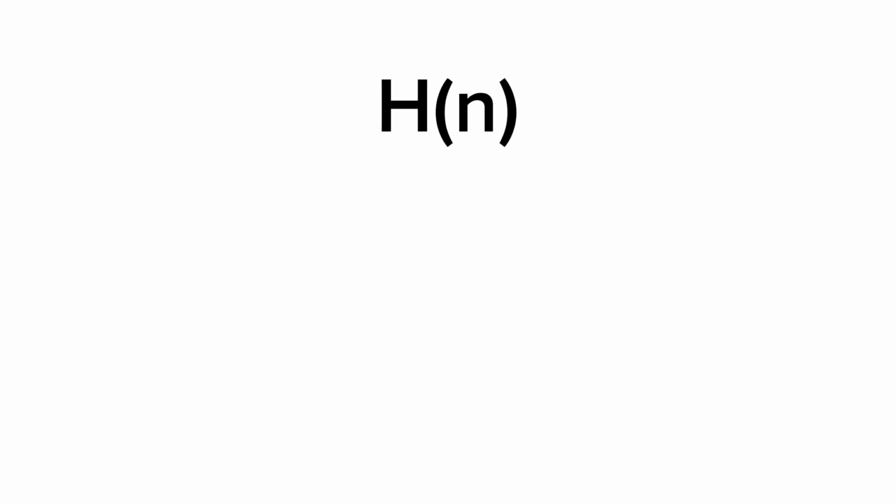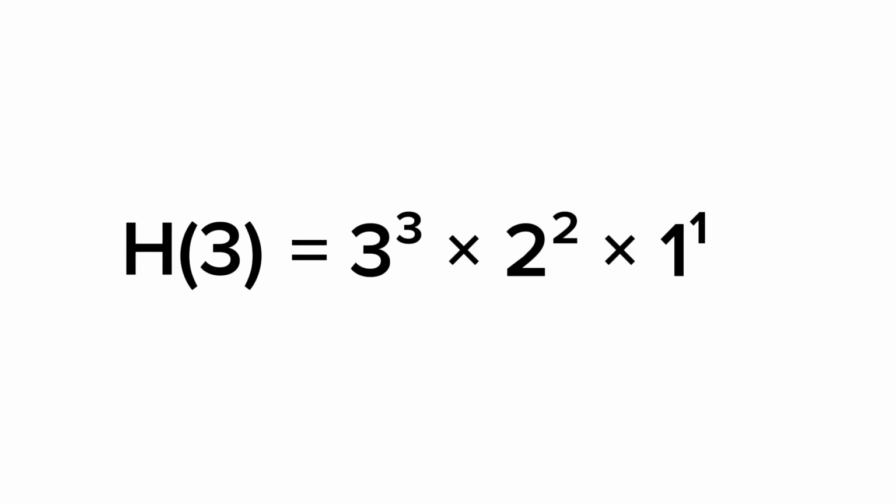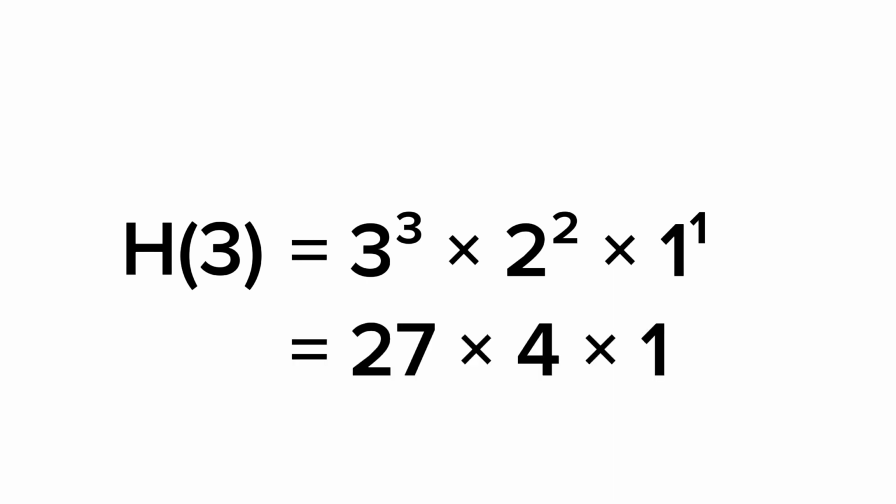Finally, n hyperfactorial. Hyperfactorial is the result of multiplying consecutive integers from 1 to n, each raised to its own power. Example, 3 hyperfactorial is 3 cubed times 2 squared times 1 to the power of 1. That's 27 times 4 times 1, 108.